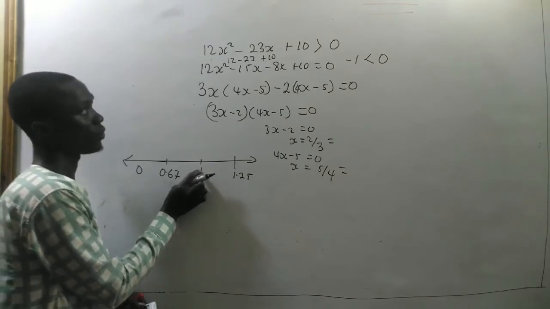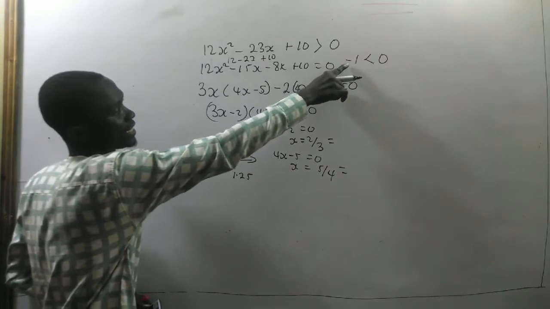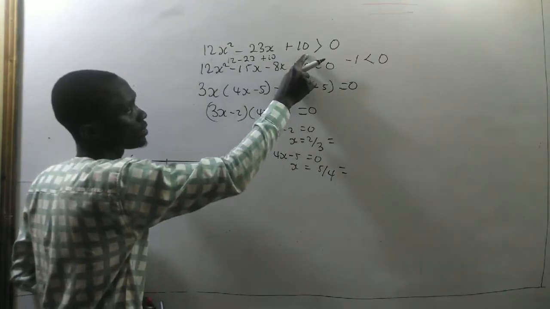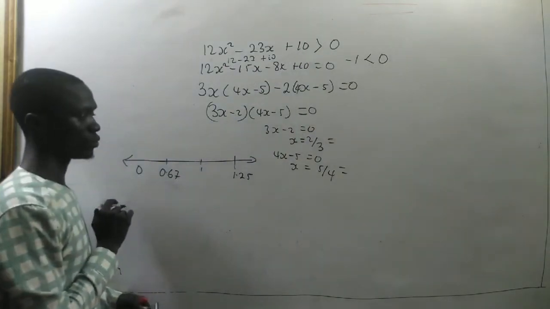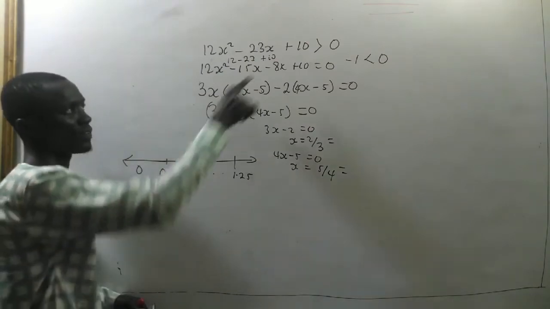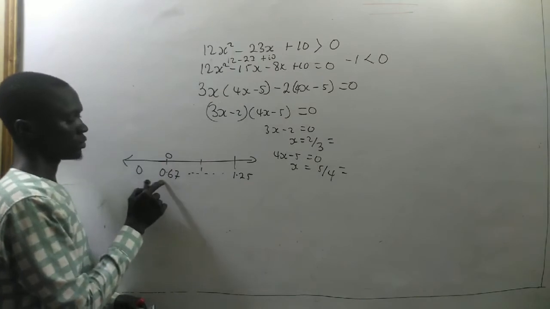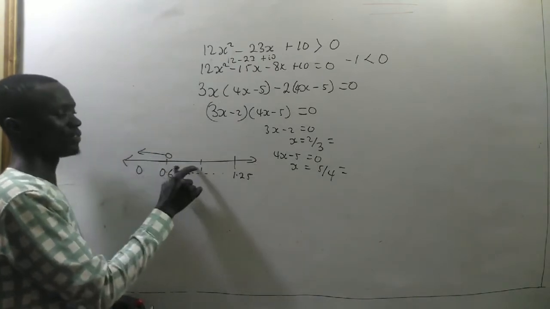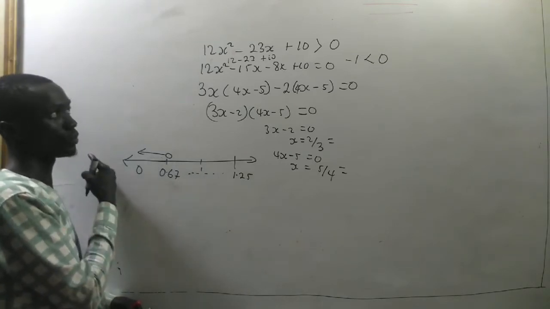We test positive 1, it will be 12 minus 23 plus 10, and that will give us negative 1. But we are saying that we need values that will make this expression greater than 0, but this one is less than 0. So it means that values here will not satisfy this inequality. So if I stand on 0.67, I will not go here, but I will go here, because these values will not satisfy. It means these ones will do.